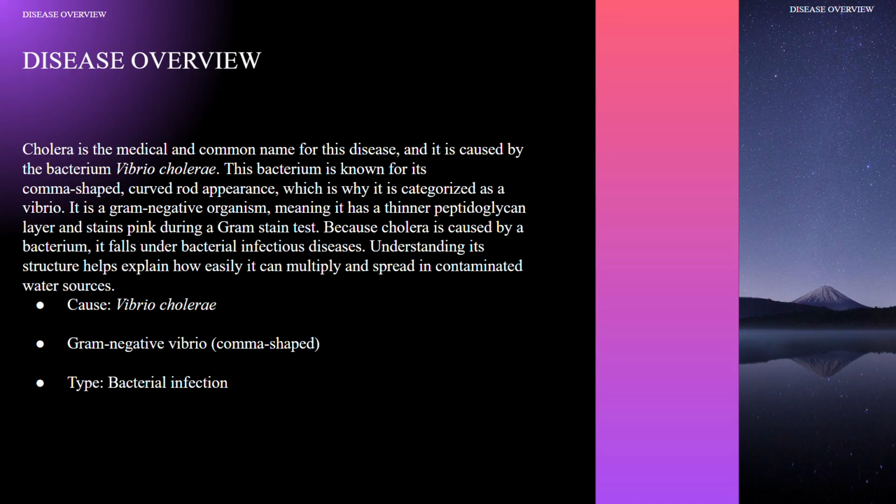So cholera is the medical and common name for this disease. It is caused by a bacterium, Vibrio cholerae, which is known for its curved, rod-shaped appearance, which is why it's categorized as a vibrio. It is a gram-negative organism, meaning it has a thinner peptidoglycan layer and it stains pink during a gram stain test. Because cholera is caused by a bacterium, it falls under bacterial infectious diseases. Understanding its structure helps explain how easily it can multiply and spread in contaminated water sources.